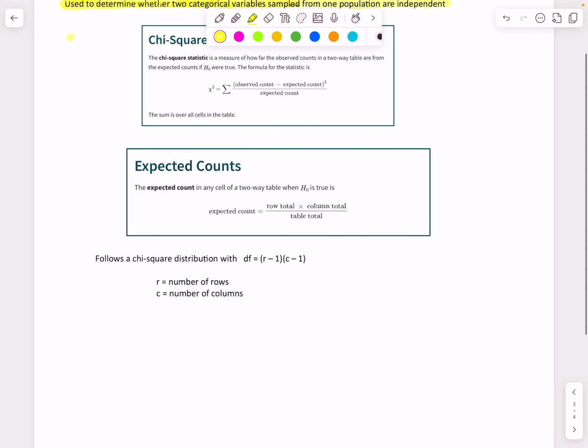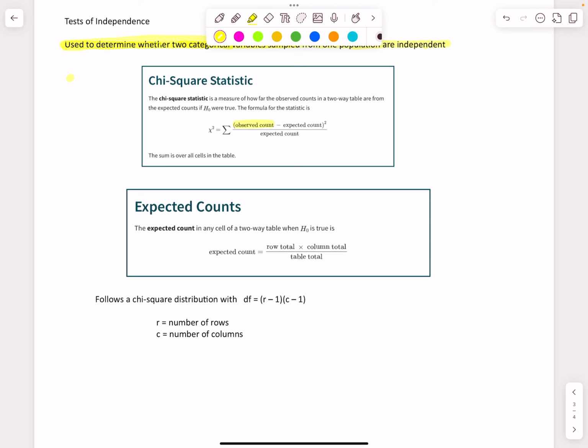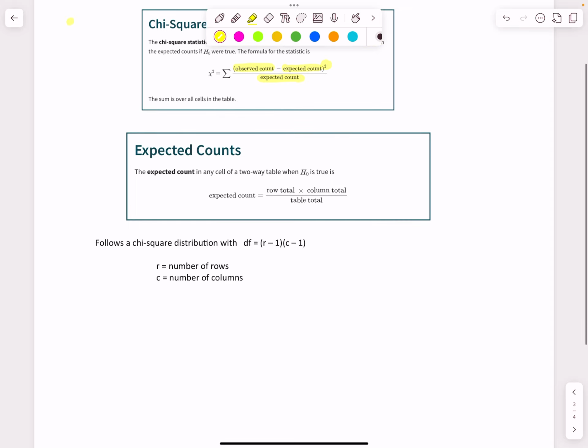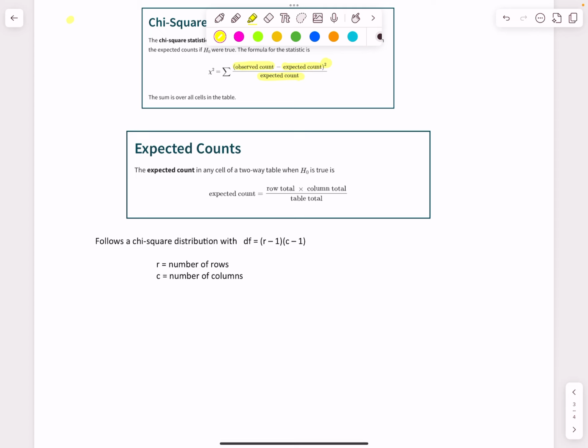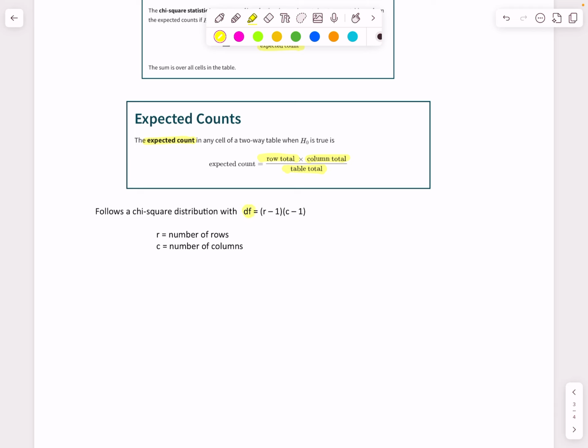So you're going to still do the same thing where you do the observed count minus the expected number, squared over the expected. But it's going to be a little different on how we do the expected count. So your data is going to be in a two-way table, and the expected counts come from taking the row total times the column total and dividing by the table total. And for these, your degrees of freedom is one less than your number of rows multiplied by one less than your number of columns. So let me go ahead and show it by example.